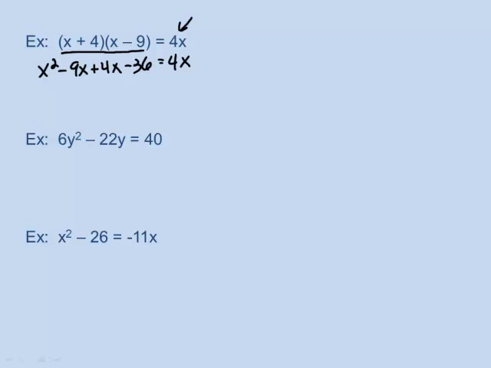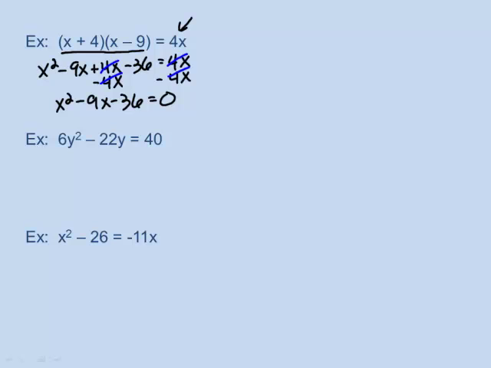Now I could combine like terms on my left-hand side, or I could choose to move my 4x first so I can set it equal to 0. And I'm going to choose to do that first, only because I can see that I'm going to get my 4x to cancel on either side, and it's just less work. So now I've got x squared minus 9x minus 36 is equal to 0.